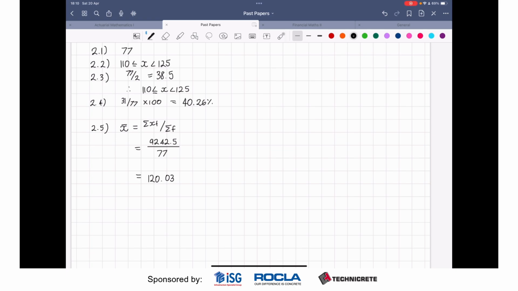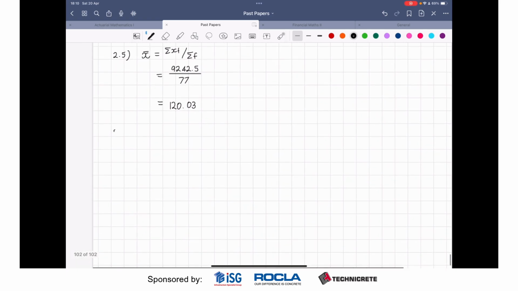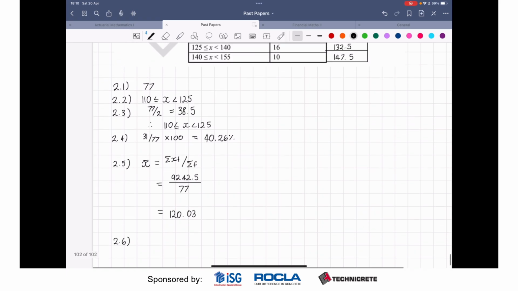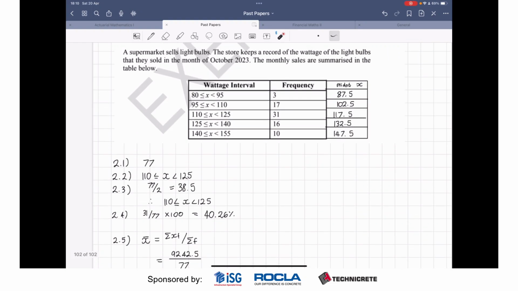And then the final part, 2.6, says the manager of the store decided to display the data collected on a pie chart. Calculate the size of the largest angle of the pie chart. So the largest segment of the pie chart is going to be this one, the 31 one, because that's the most amount of sales that happened in any one of the classes. So I'm going to have 31 over the total amount, 77.